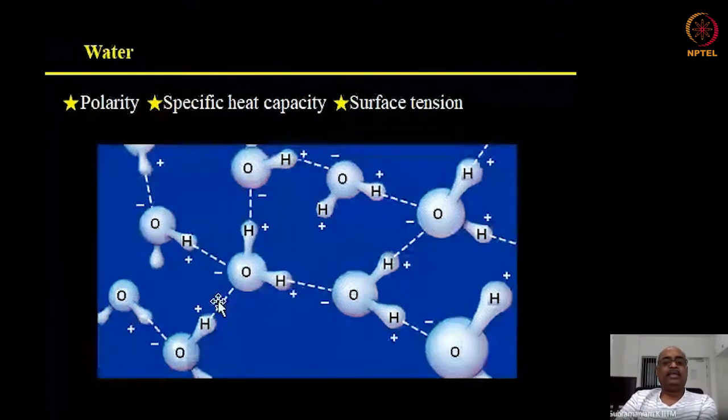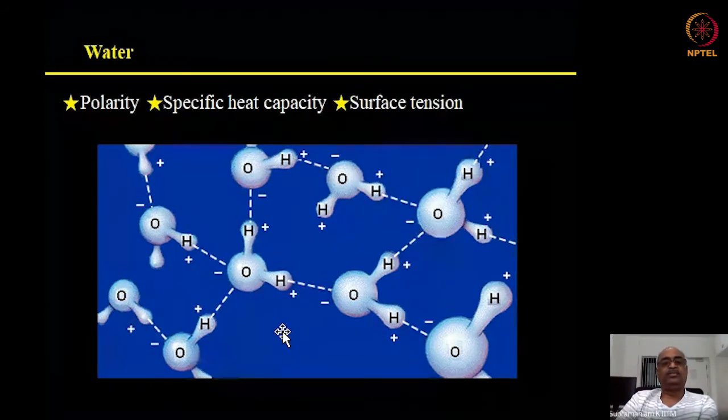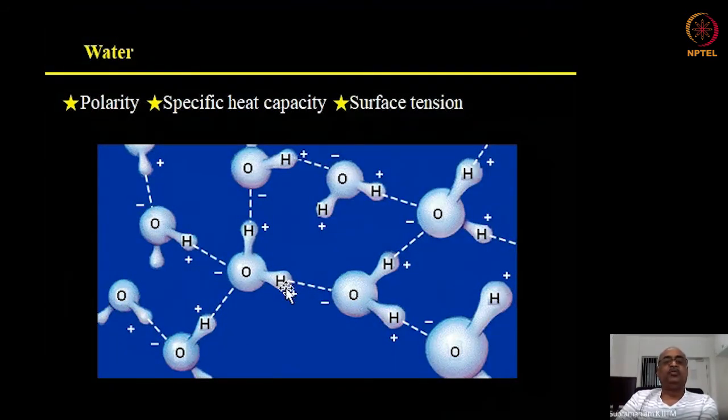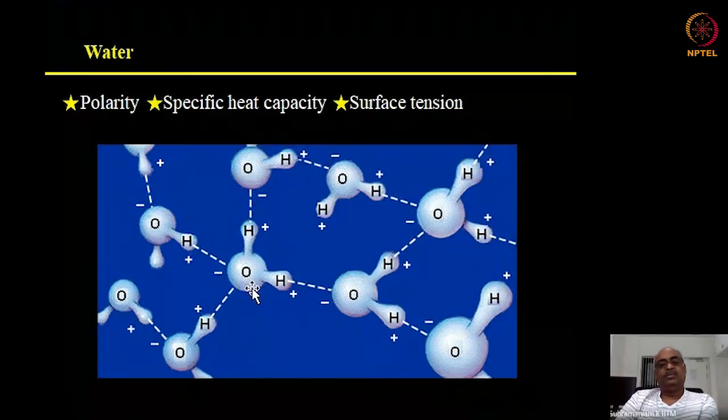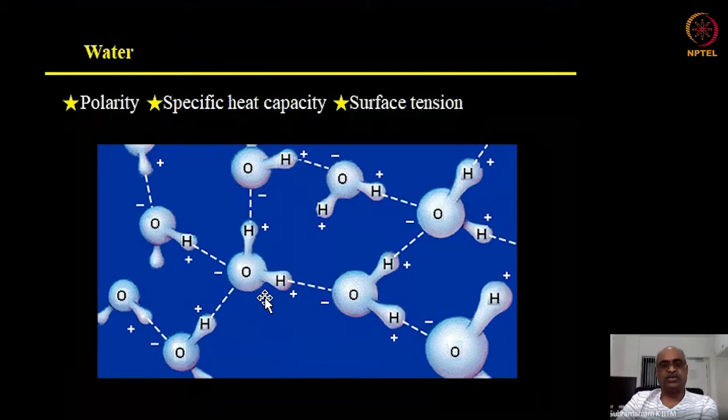So if you look here, I'm assuming all of you know what a hydrogen bond is, but briefly to refresh your memory, when you have a hydrogen atom bonded covalently to a strongly electronegative atom, then this electronegative atom pulls the shared pair of electrons, both electrons, towards it.